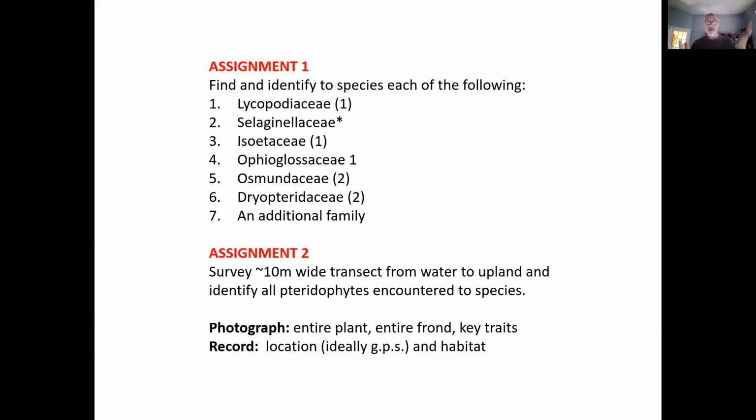For your own sake, but maybe for the community's sake, I would encourage you to photograph the entire plant, the entire frond, and to photograph the key reproductive traits. For one thing, we could build a website where you can go and we could look at all the photos everyone's posting and start to have a photo glossary that could be useful. And also, you might as well record the location of where you're encountering each species, regardless of which assignment you do.